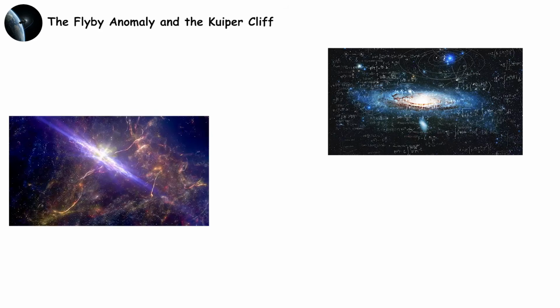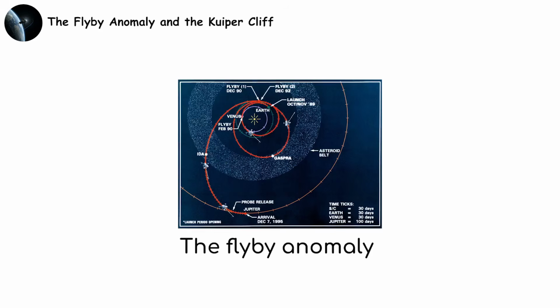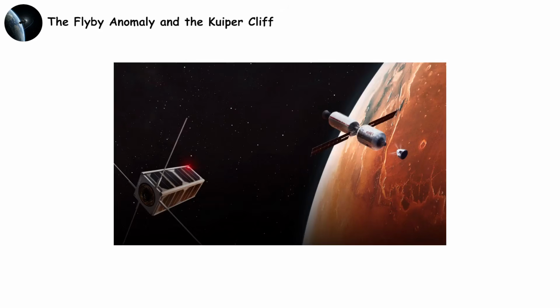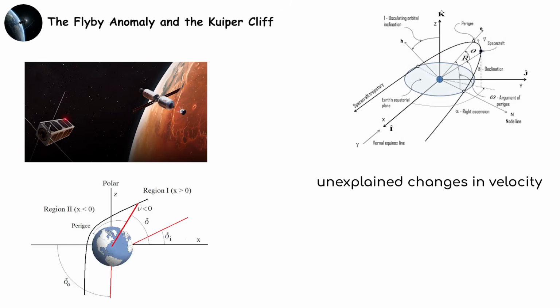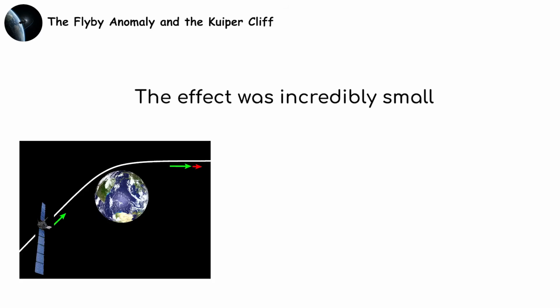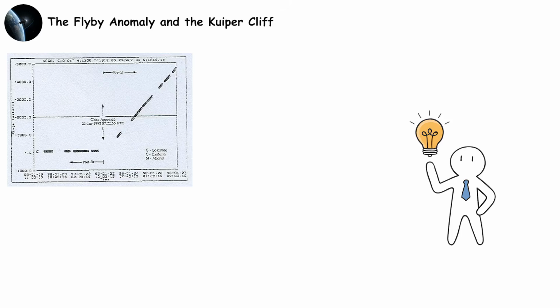Not all mysteries happen at cosmic scales. Some occur right here in our solar system. The flyby anomaly refers to a handful of spacecraft that experience tiny, unexplained changes in velocity during gravity assists around Earth. The effect was incredibly small, just millimeters per second, but it didn't match the predictions.